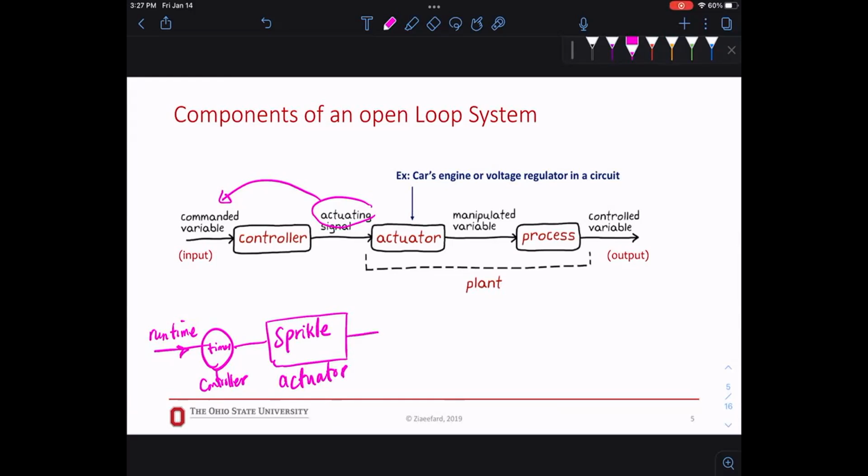And then what's next? Do you remember? What do you need after your actuator? The process. What's your process? Grass, plant. I want to make a joke, literally plant, but this is a plant, not a crown. Grass. This is your process.